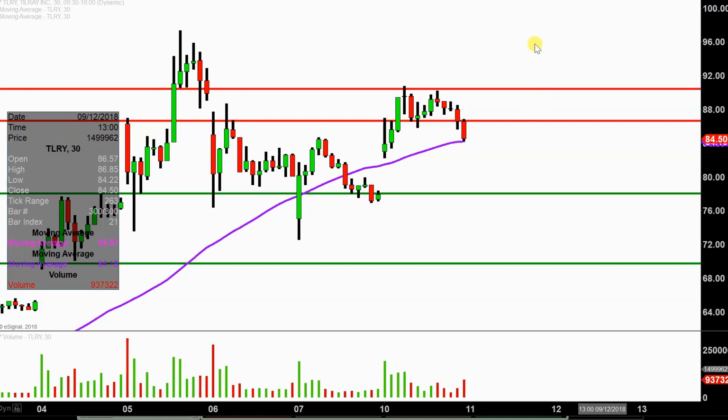So those are the levels that I'm keeping an eye on going into tomorrow. But yeah, great looking chart, fun one to trade, very volatile. Let's see how this one continues to play out.